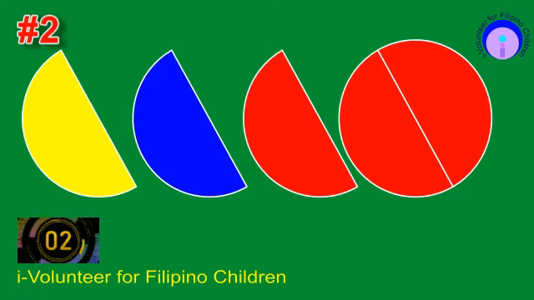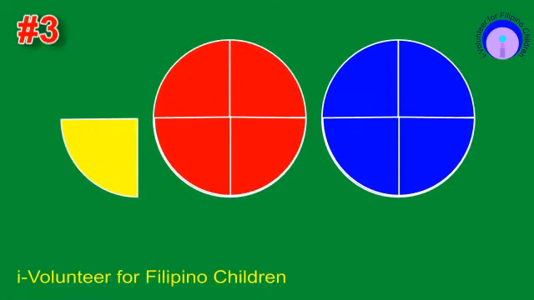You still have 5 seconds to finish. Item number 3. What is the decimal equivalent of the yellow part?